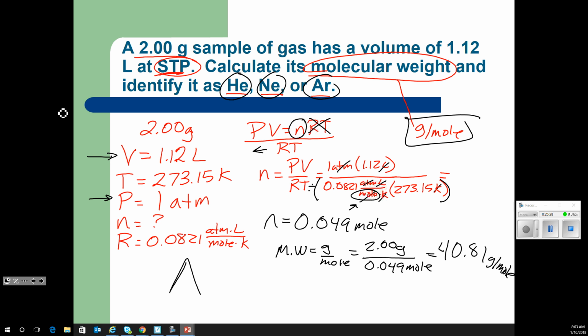Argon. Woohoo! It's 39, right? So 40.81, if I'm doing calculations that I'm off a little bit. It's okay. That's the closest one, so I would say it's argon. Okay? We okay with this so far?